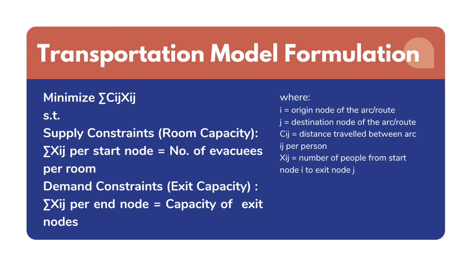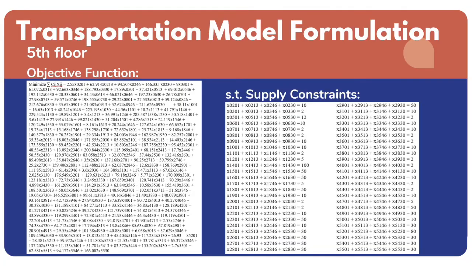The first part of the constraints in the linear programming model represents the supply constraints, or the number of evacuees at each room of the said floor, while the second part of the constraints represents the demand at each exit, or the capacity that the exit nodes could occupy. The following slides show the two kinds of transportation model that we have formulated. This slide shows the transportation model for the fifth floor.